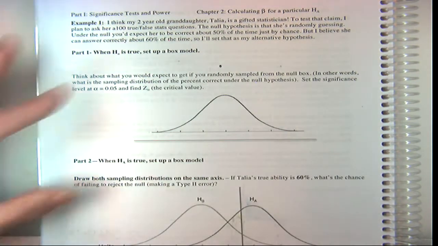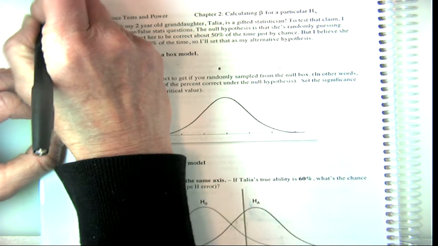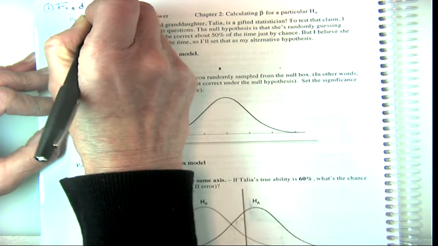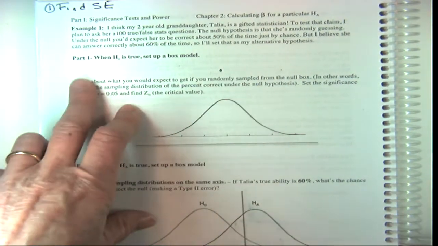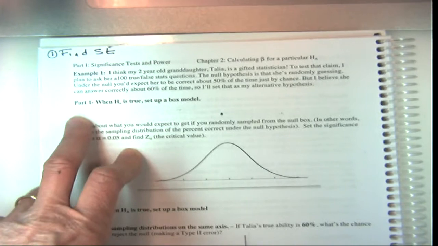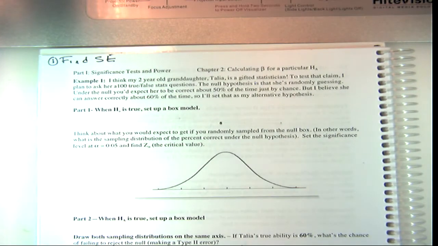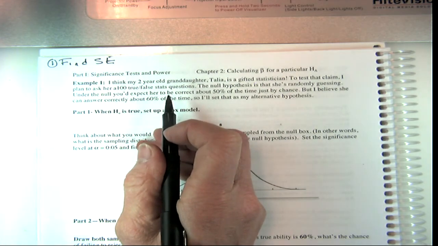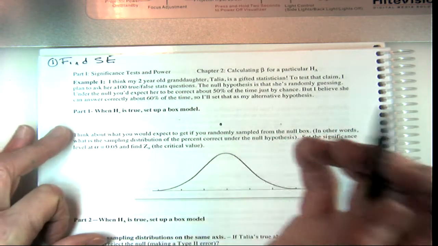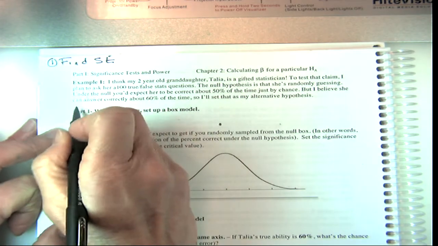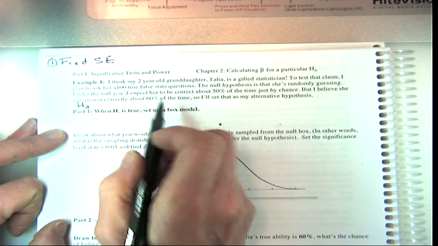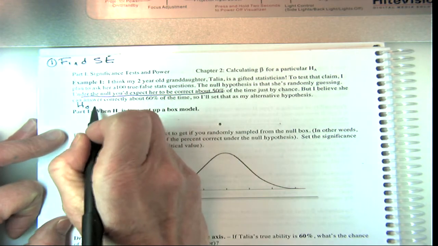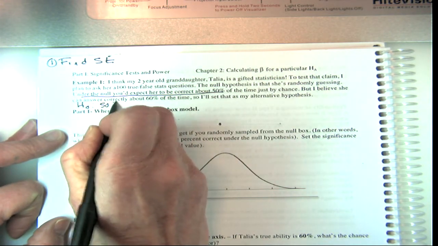So, following our roadmap here, the first thing is what? We're going to find the standard error. All right, so let's do that first. We have to set up a box model, a probability model. I use this example because it translates so easily into a probability model. What is the null? Under the null, she's going to get 50% correct.